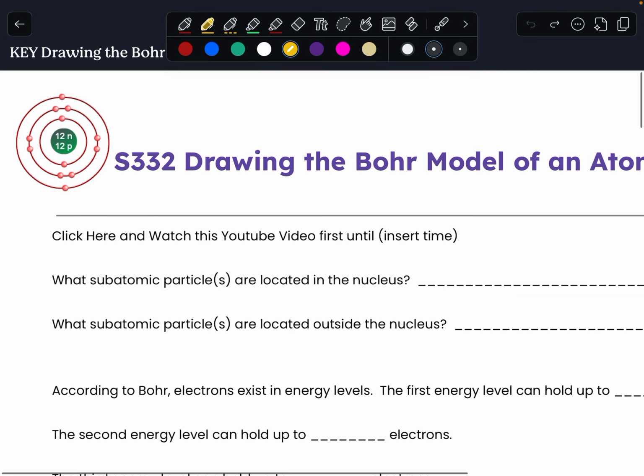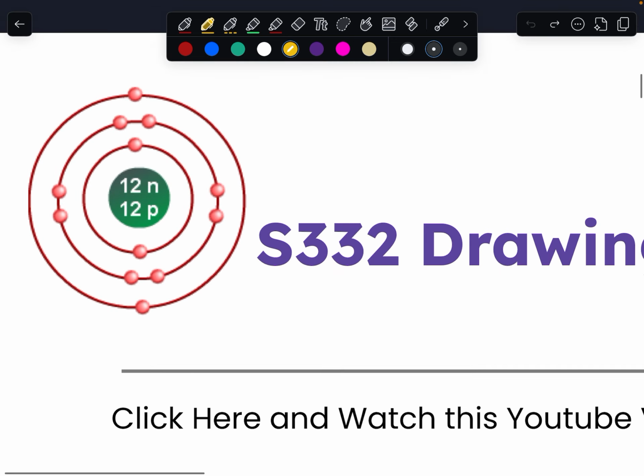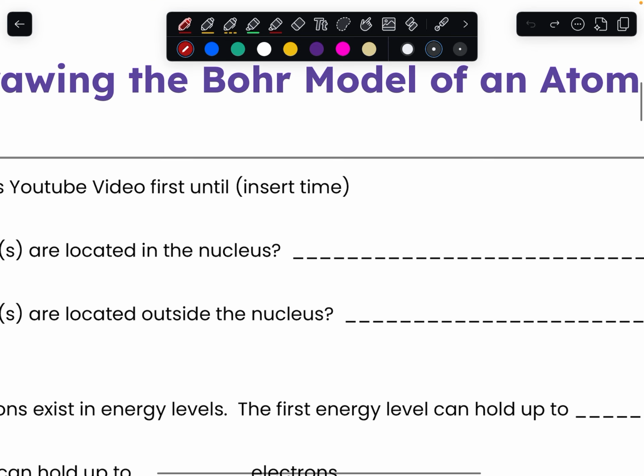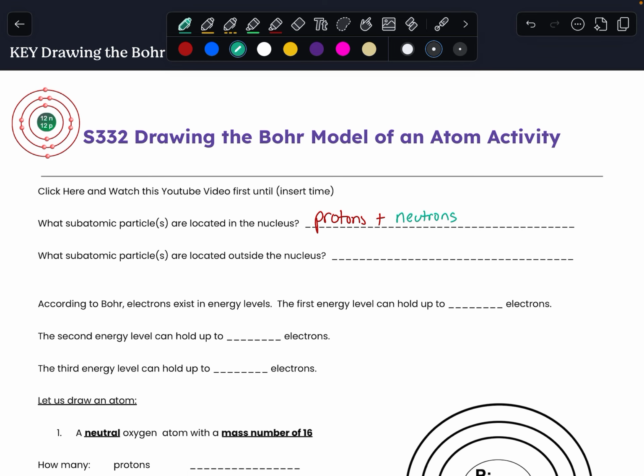And so the first question is asking which of the ones that are located in the nucleus. So which two of the three are found in the center of the atom. If you look at my little diagram here in the top right, I see in the center, which represents the nucleus, this 12N and this 12P. Those N's and P's stand for our protons and our neutrons. So those are our two smaller particles that make up atoms that are located in the nucleus.